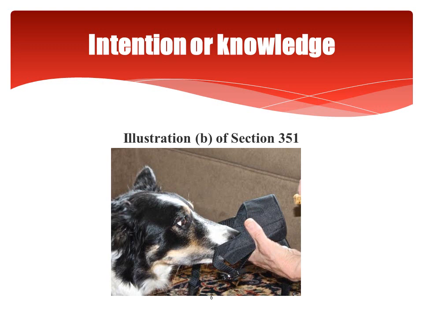And thereby it causes apprehension in the mind of the victim that he is about to use criminal force against me. For example, we have illustration B of section 351, which says A begins to unloose the muzzle of a ferocious dog, intending or knowing it to be likely that he may thereby cause Z to believe that he is about to cause the dog to attack Z.